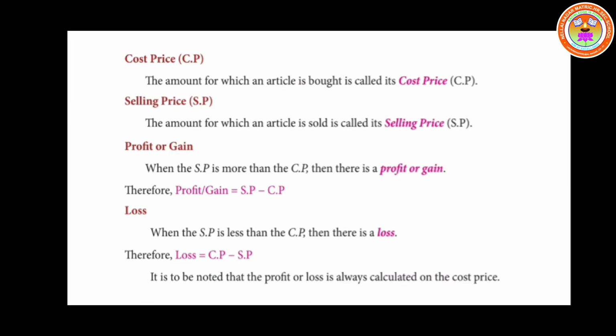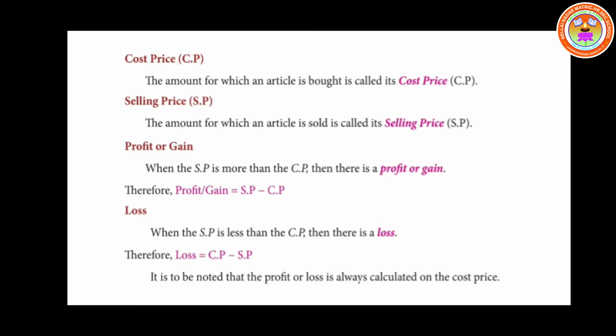Under the topic profit and loss, cost price can be written as CP. What is the meaning of cost price, children? The amount for which an article is bought. The article which you are going to buy, that is called the cost price. And selling price can be written as SP. The amount for which an article is sold, that is called the selling price, expressed as SP in short form.